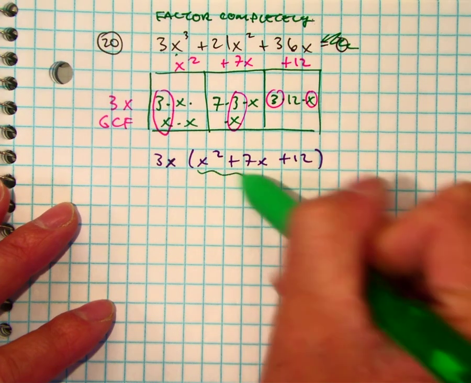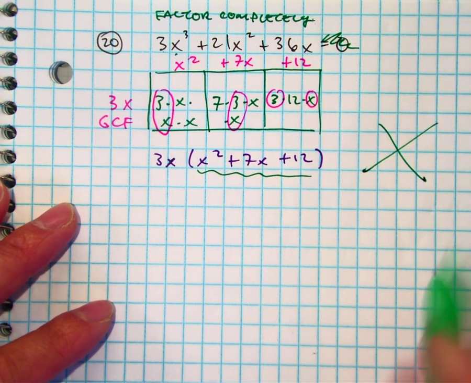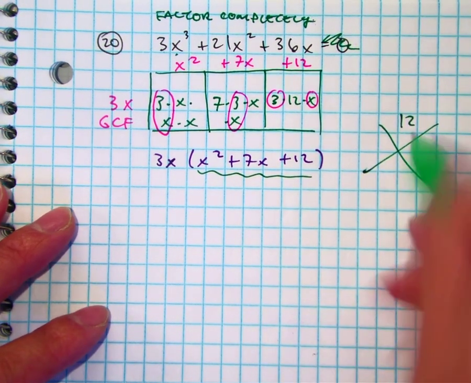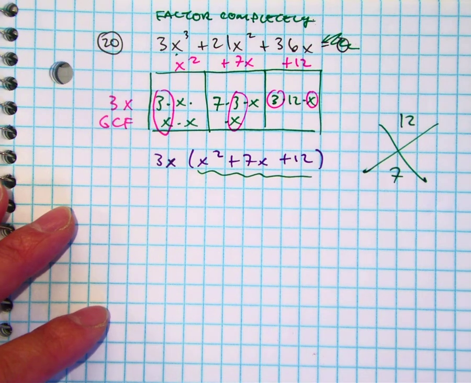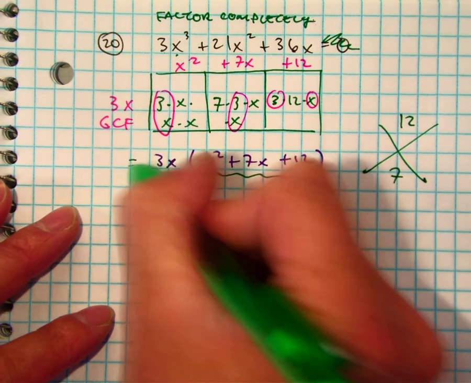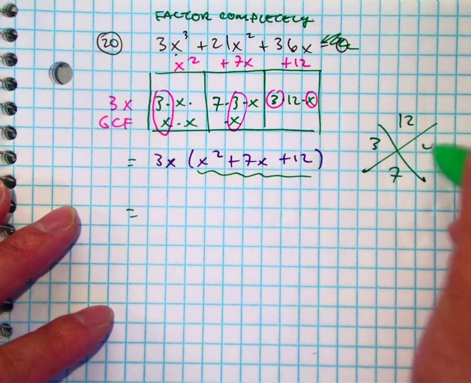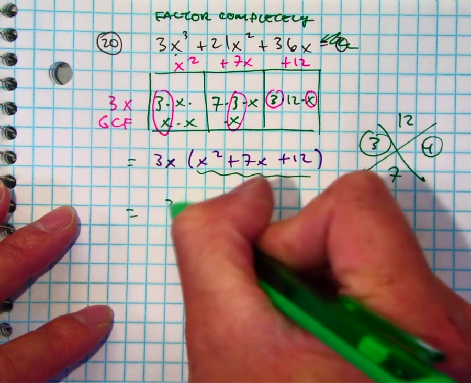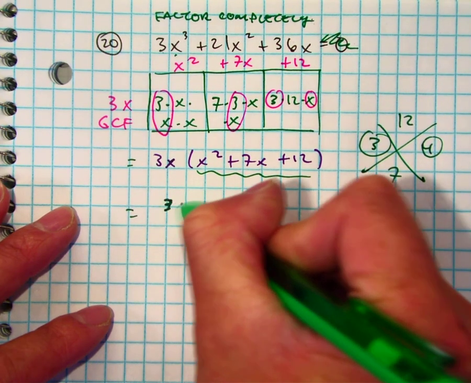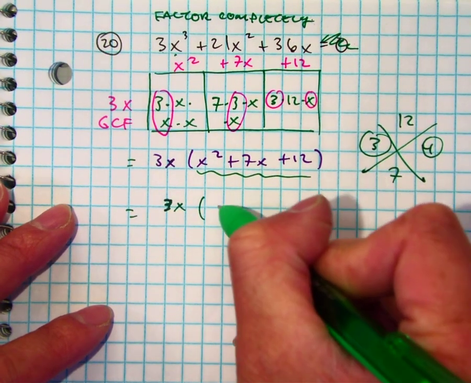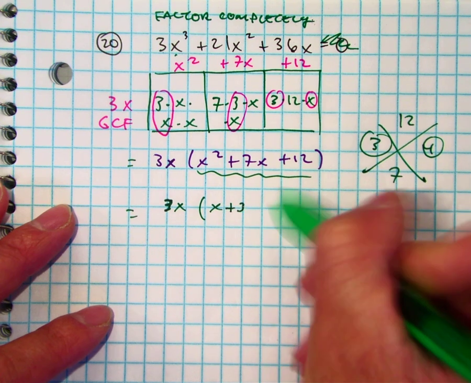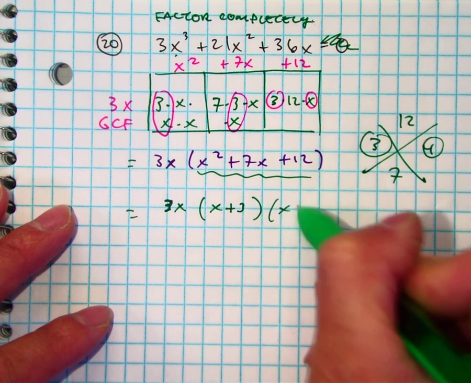And then I'm just going to take this one right here. A times c is 12. B value is 7. 2 numbers that multiply to be 12 are 3 and 4. So I have 3x times quantity x plus 3. That's what I'm writing there. And x plus 4.